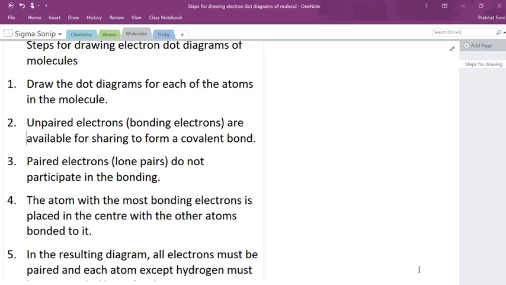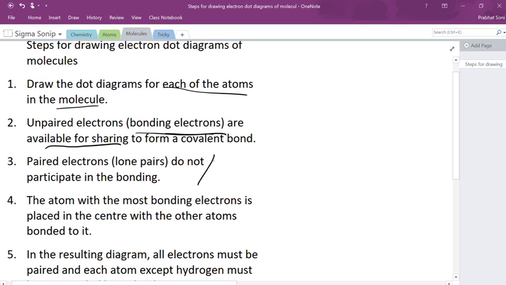So first one obviously is that you draw the dot diagram of each of the atoms in the molecule, and in each of the atoms we normally look at the electrons which are available for bonding, available for sharing. These we use for sharing and making covalent bonds. Paired electrons, as we already discussed, do not participate in the bonding. The atom with the most bonding electrons is placed in the center with the other atoms bonded to it. So it would be fairly easy, fairly intuitive if you know what I'm talking about.